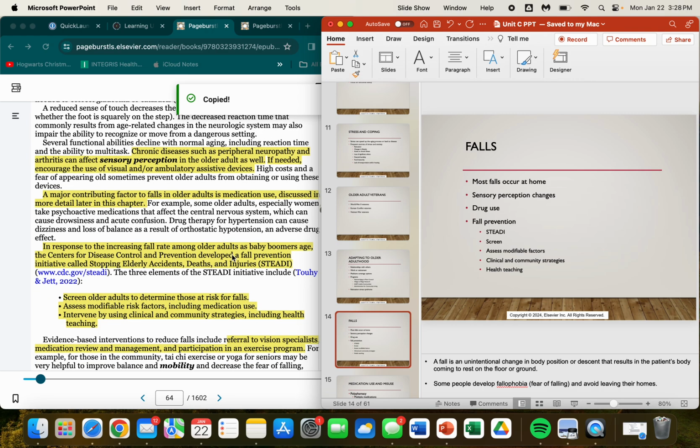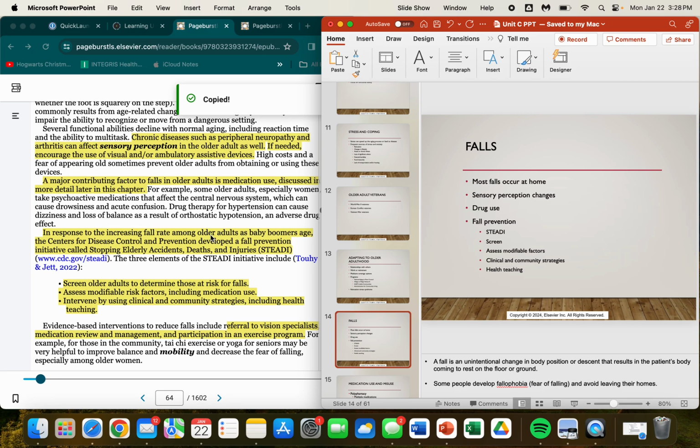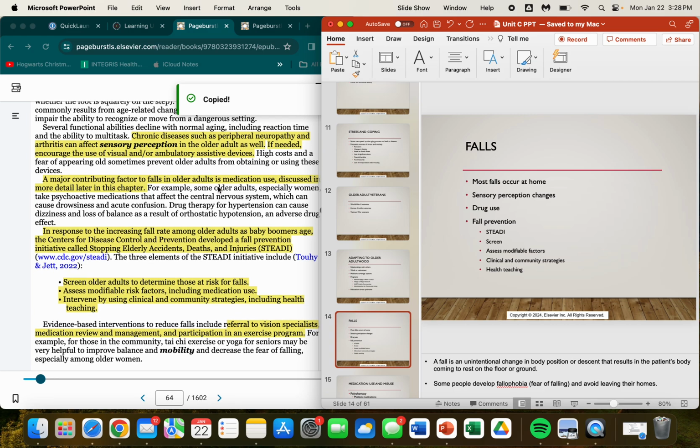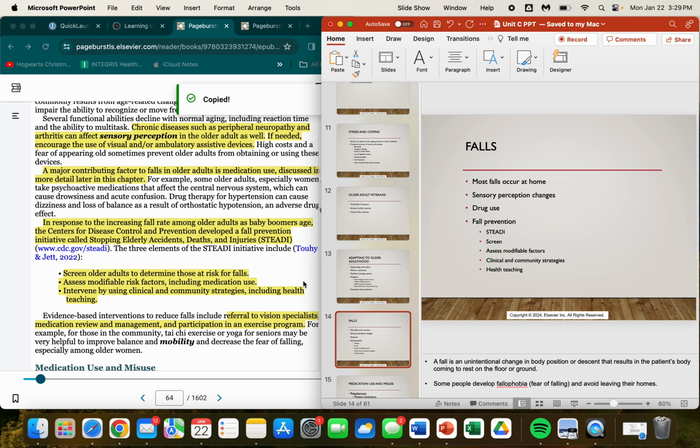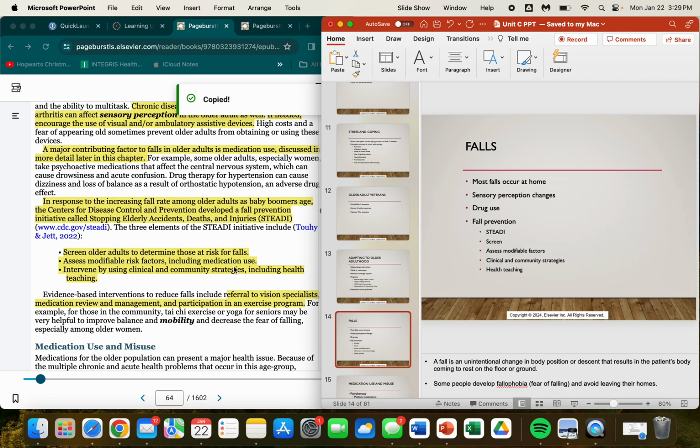And then your book talks about medication use as a very large contributing factor to falls. Depending on the type of drug that it is, it can cause potential drowsiness, confusion. So all of those, even as much as hypotension, dizziness, loss of balance. So those are all factors that could potentially contribute to falls.